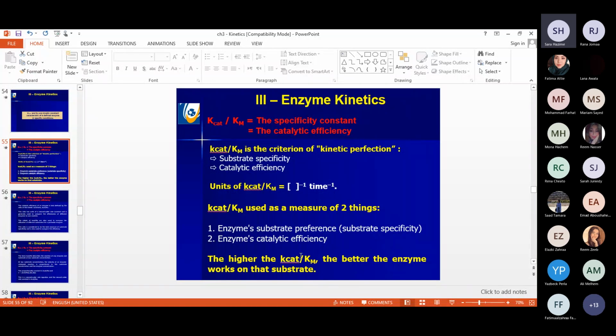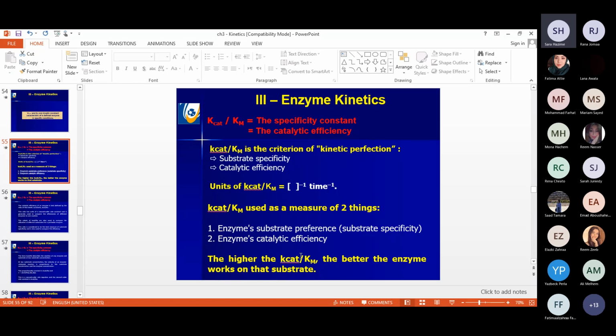It means that we are taking into consideration the substrate specificity and the catalytic efficiency. The unit for the ratio K-catalytic over Km will be concentration minus 1 time minus 1. This ratio will measure two things. One, the enzyme substrate preference, it means the substrate specificity, and the catalytic efficiency. So these are the two parameters that we will consider or measure by calculating the ratio K-catalytic over Km.